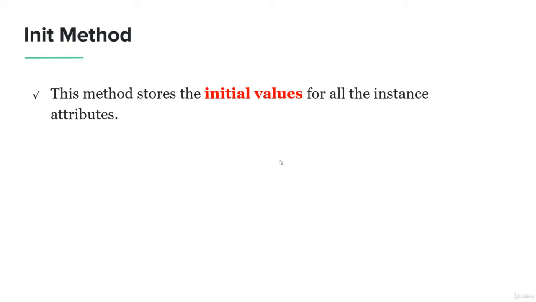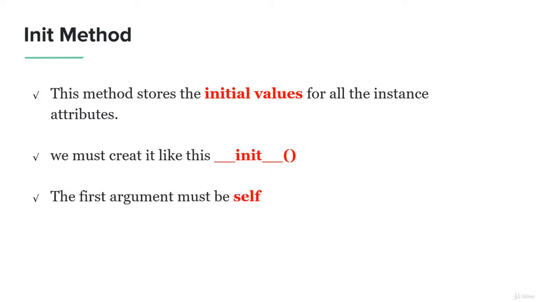So this is what the init method is doing. But in order to differentiate this method from all the other methods we have in Python, we create it like this. We have double underscores, then init, then another double underscores, and then the circular brackets that define the function. Also, a very important distinction for this function is that the first argument must be the self keyword we discussed.